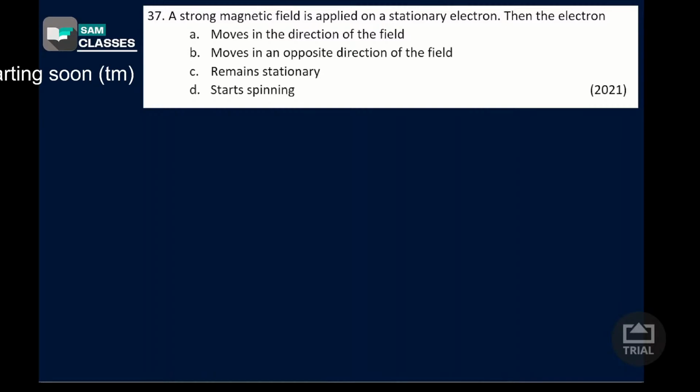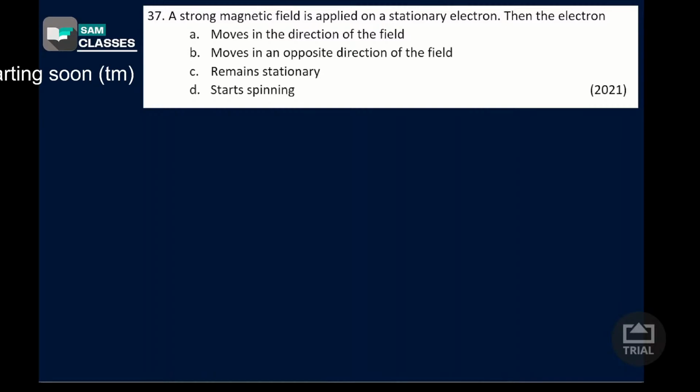So what will that magnetic field do to a stationary electron? Will it make it move? What should be the idea, and why? The four options they have given are: moves in the direction of the field, moves opposite to the field, remains stationary, starts spinning.